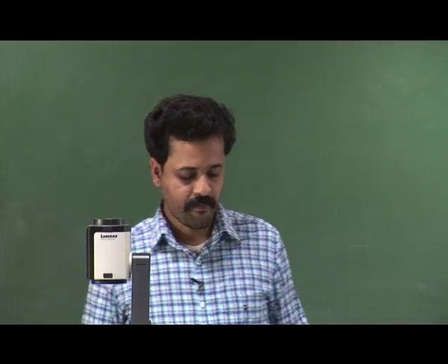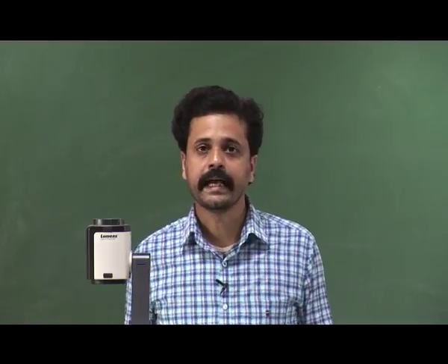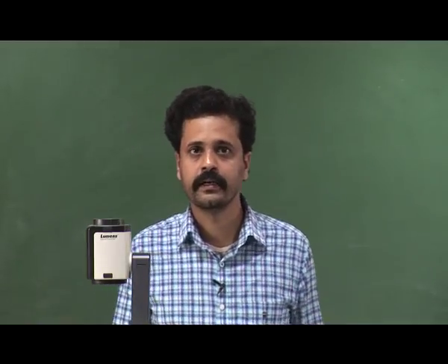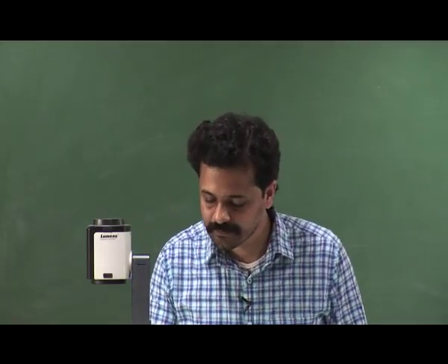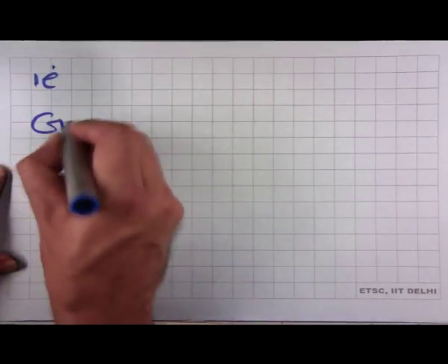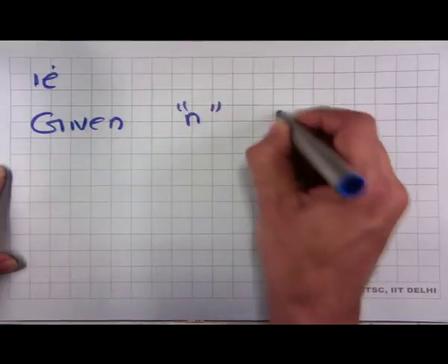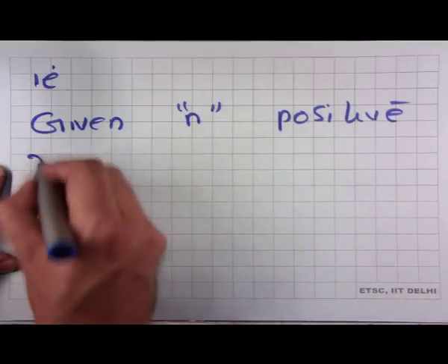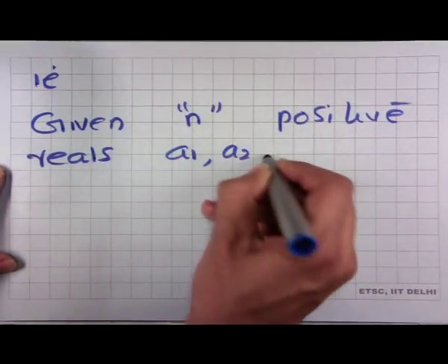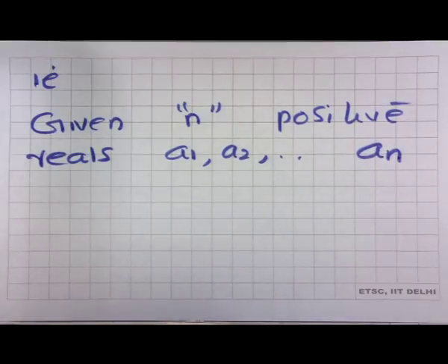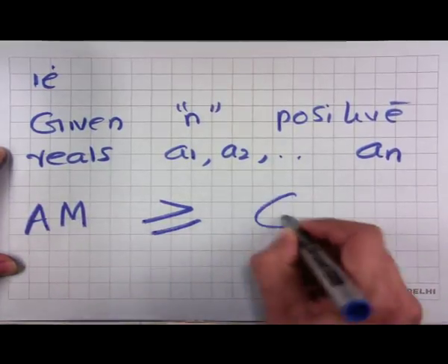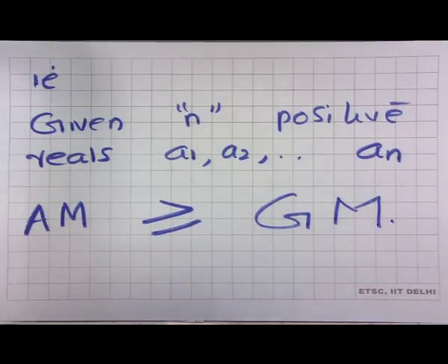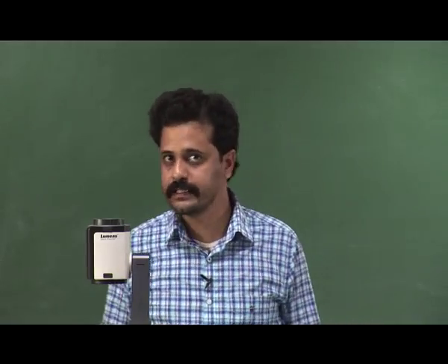Let me mention without proof that the AM-GM inequality holds for a set of n positive reals. That is, given n positive reals, a1, a2, and so on, an, the arithmetic mean of these n numbers is always greater than or equal to the geometric mean. It will be a nice exercise to establish this inequality.